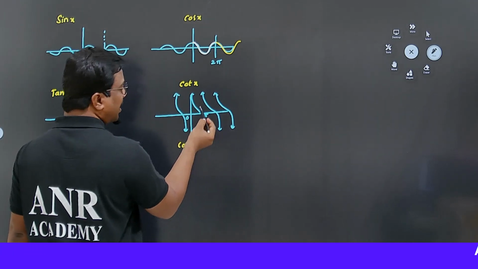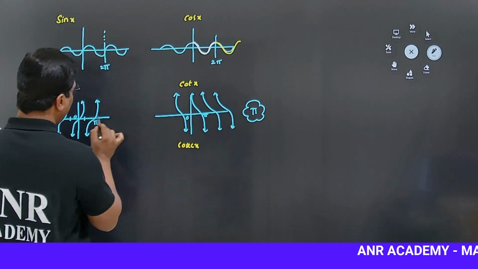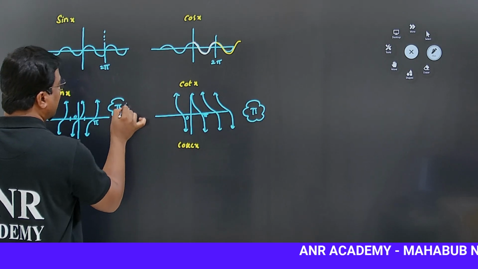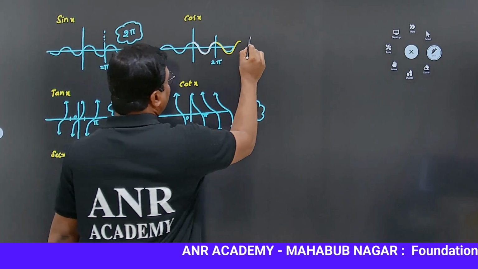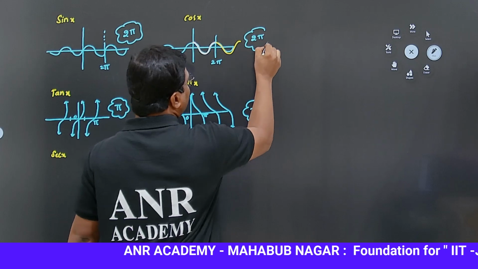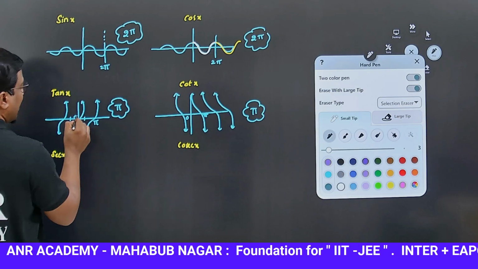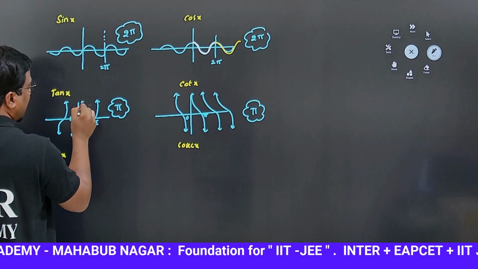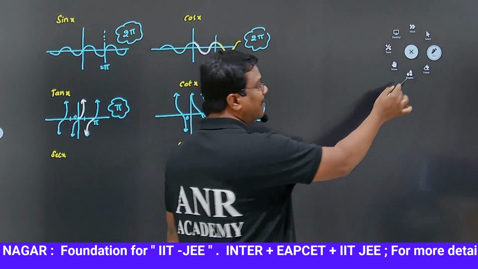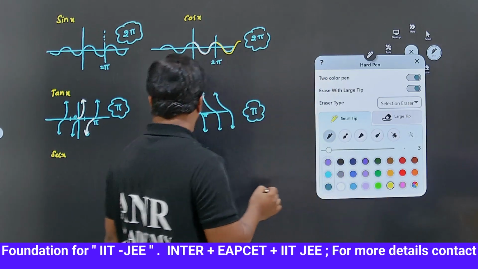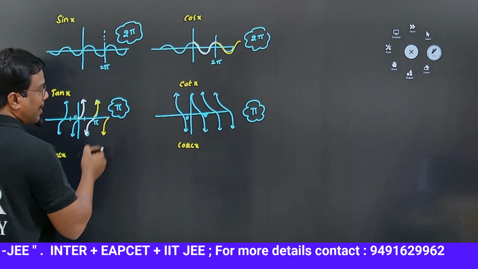And here, since the graph repeats at pi, pi is the period of this function. Here pi is the period of this function. Here 2 pi is the period of the function, and here 2 pi is the period. Observe tan x and cot x. Whatever graph you have at the origin, the same graph repetition starts at x equal to pi. Due to that reason, the period of the function is known as pi.